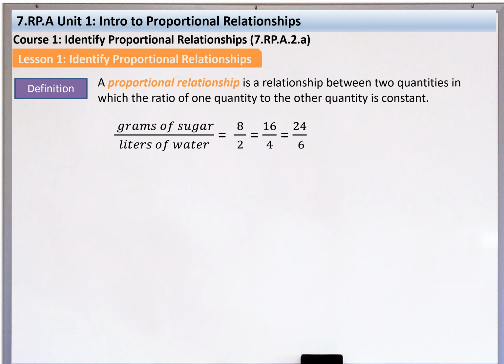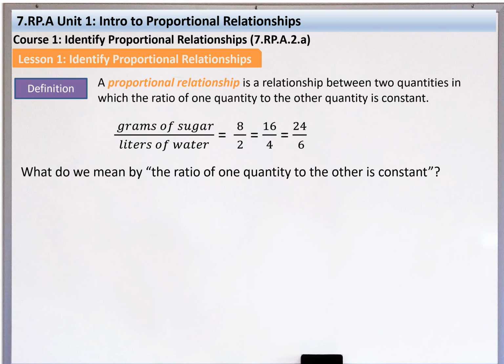Okay. So what's a proportional relationship? And we'll wrap this up. It's a relationship between 2 quantities in which the ratio of one quantity to the other quantity is constant. Now that's a mouthful. We're going to explain what that means. So what do we mean by the ratio of one quantity to the other is constant?